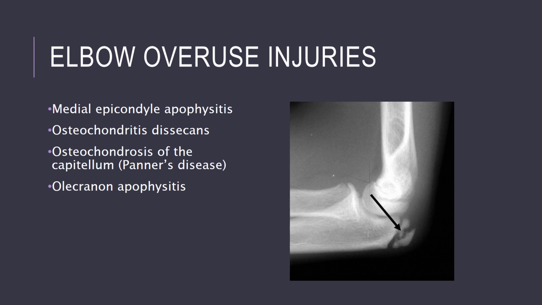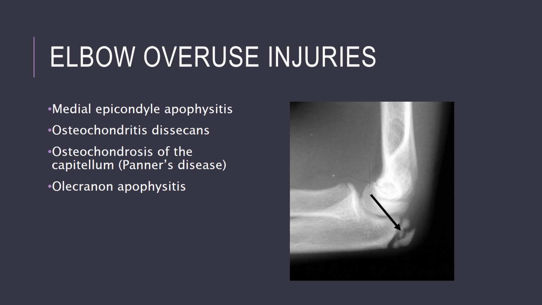Rest for 4 to 6 weeks with a gradual return to throwing is usually the treatment course for medial epicondyle apophysitis. Osteochondritis dissecans is when an alteration of the blood flow to the subchondral space causes a lesion in the bone. If this lesion is not treated, it can collapse. Treatment for osteochondritis dissecans varies depending on the severity of the lesion. Osteochondrosis of the capitellum, or Panner's disease, on the other hand, is usually benign with a self-limiting course that can resolve itself with rest and modified activity.